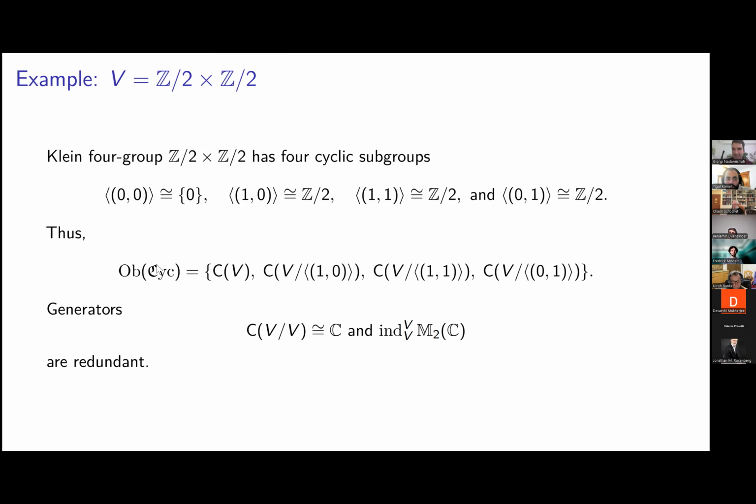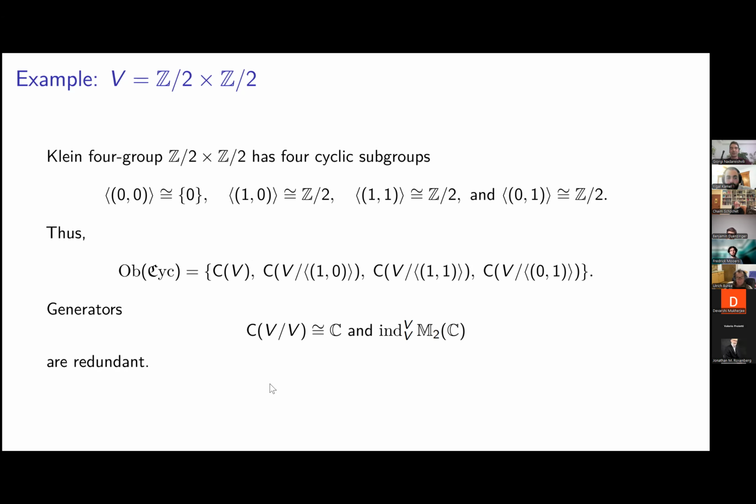So for objects that generate my subcategory of V actions on type 1 C*-algebras, the only thing I have to consider is V mod the trivial group, so continuous functions on V mod this guy, and on V mod the subgroups generated by (1,0), generated by (1,1), and generated by (0,1).